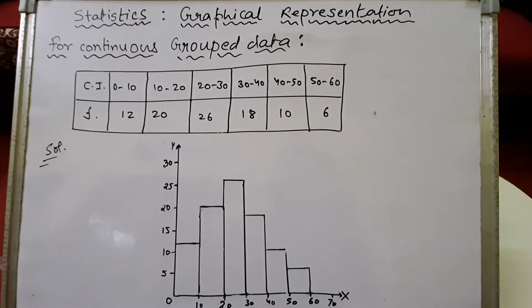So in histogram, we have to convert the inclusive form into exclusive form first. So it is already given in exclusive form or in overlapping form. Now what we'll do, we'll start drawing the histogram.